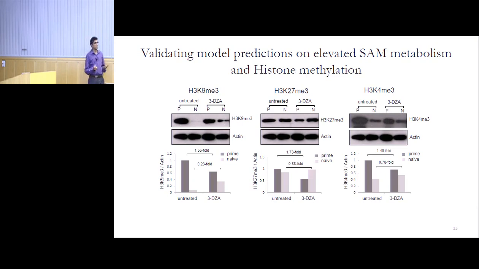Another interesting observation that we made was that the methylation in naive cells actually increased. What the model predicted was that prime cells should go down. The increase in the naive state was not predicted by the model. We don't know why that's happening. It could be due to some kinetic effects of drug inhibition. We are not sure, we are not able to explain this observation.